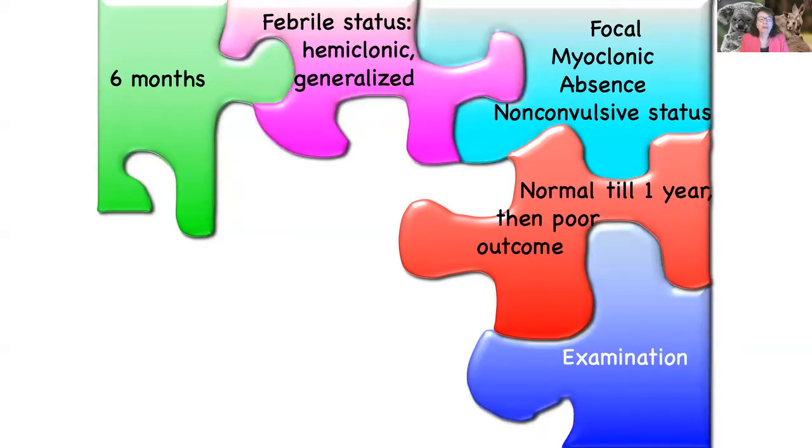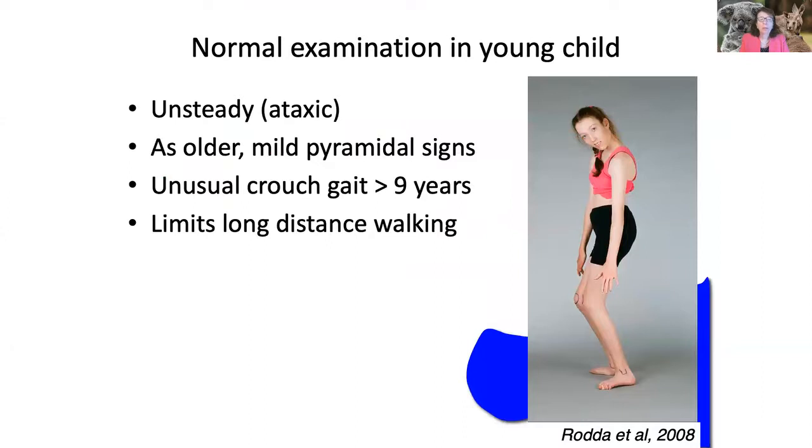What about their examination findings? Well, the normal baby is normal to examine, the young child is normal to examination, but they do have longer ataxia or unsteadiness of normal walking, which we call physiological ataxia, because all babies are a bit unsteady when they start to walk. And this physiological ataxia is a bit prolonged in a baby with Dravet syndrome. But as they grow older, they do develop very mild pyramidal signs, which you can find if you examine them after about 9-10 years of age.